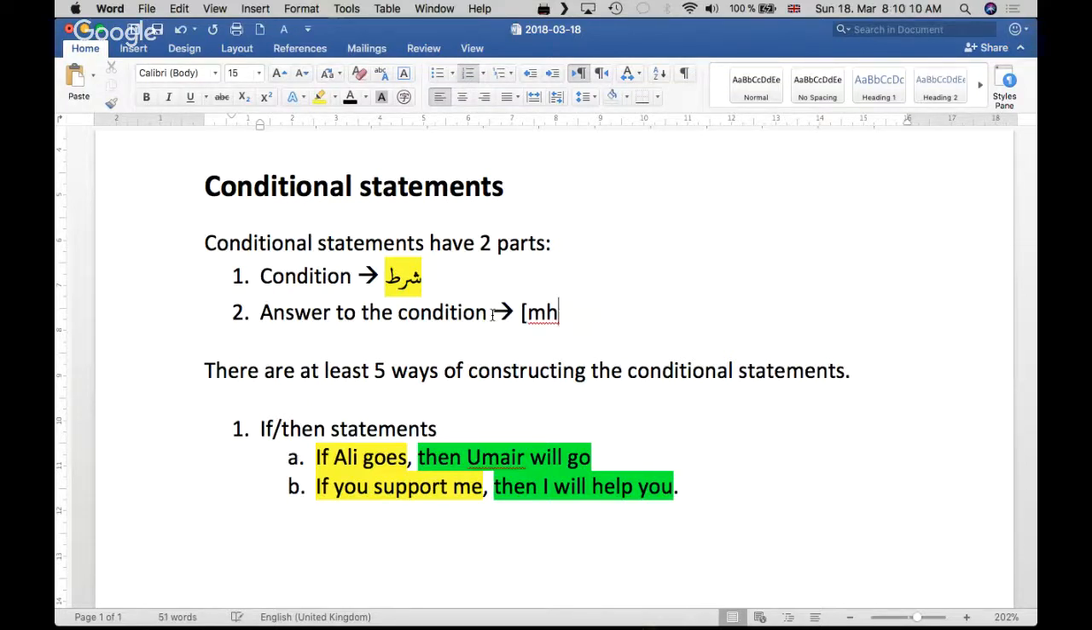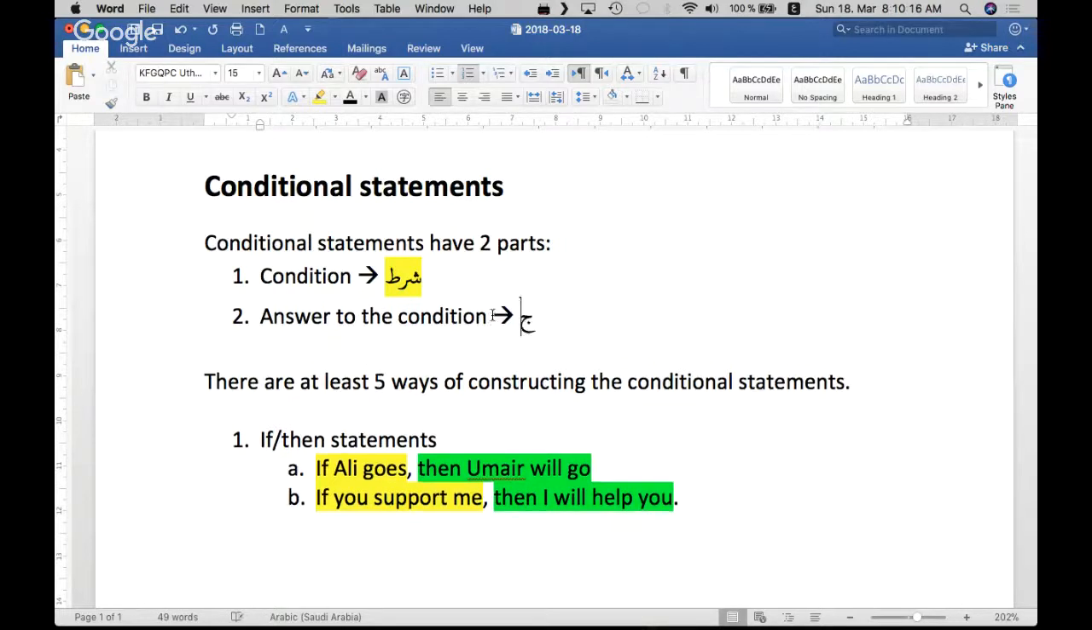Oops. That happens when you don't change the keyboard and start typing. Okay, it's called Jawabul shart. Now this one is the green part. This is the Jawabul shart. Every conditional statement has a shart and a Jawabul shart, meaning a condition and an answer to that condition.